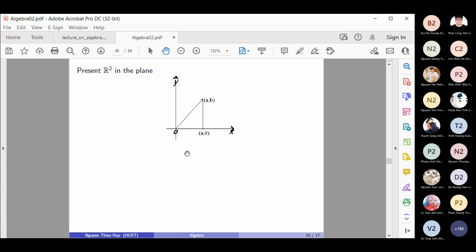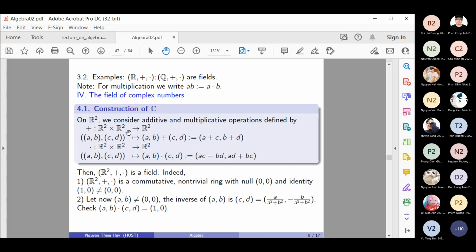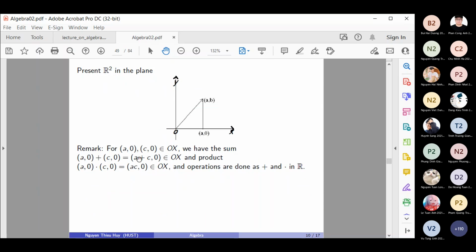Now let's do the computation here. By definition, on this set R squared there are two binary operations. When we take (A, 0) and (C, 0), then the sum is simply A plus C, and the second component is 0. Here also, when we take (A, 0) and (C, 0), the multiplication is AC minus 0, and then the second component here is also 0. So good.